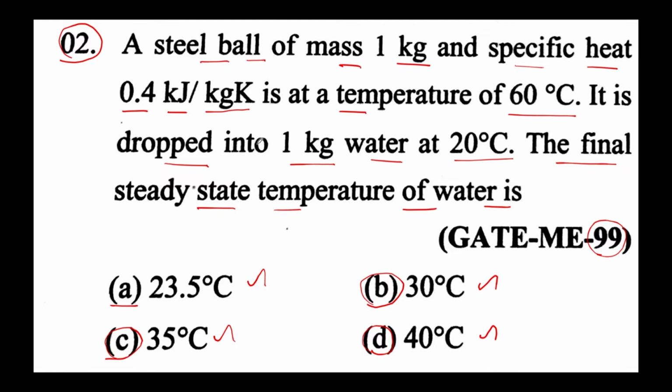Try to convert the given data in the question into a diagram so that you can understand. There is a vessel containing water, initially at a temperature of 20 degrees Celsius. There is a steel ball initially at a temperature of 60 degrees Celsius, and it is being dropped inside. The steel ball is going to give heat, whereas the water is going to absorb the heat.